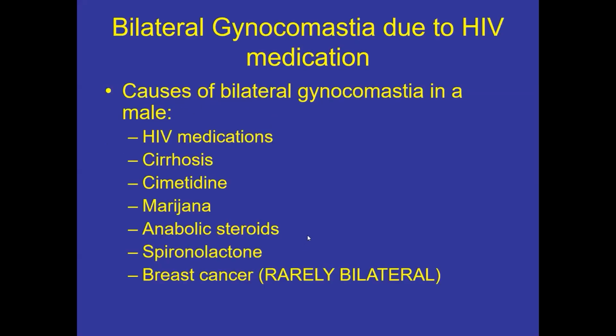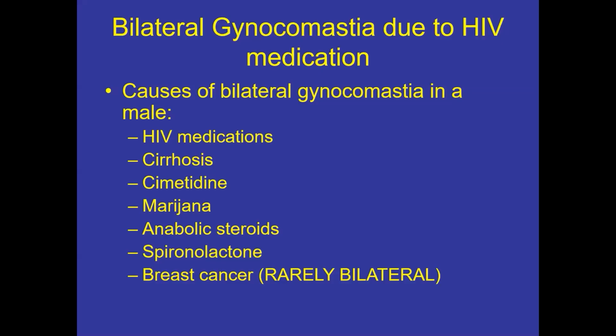So bilateral gynecomastia, this guy, the hint was in the history, he had HIV. And so if someone has a known diagnosis of HIV, they're usually on HIV medication. And so causes of bilateral gynecomastia are HIV medications, antiretrovirals, lots of other medications, cimetidine, anabolic steroids, spironolactone are also causes. Another thing is anything that increases the estrogen in a man's system, such as cirrhosis and liver failure.